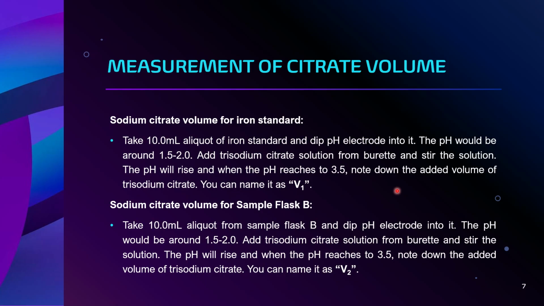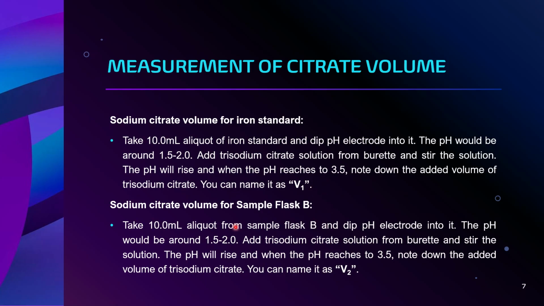When you add trisodium citrate from your burette and stir the solution, the pH would go up, because trisodium citrate is a base. So when the pH reaches 3.5, you stop the addition of trisodium citrate and note down how much trisodium citrate volume was added into the system. You can name it V1.